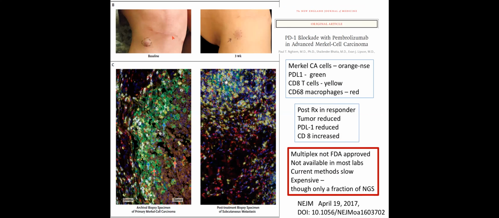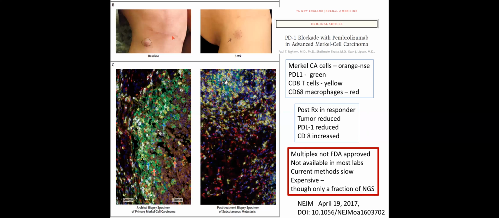This is a study from last year, PD-1 blockade and pembro treatment in Merkel cell carcinoma. Merkel cell carcinoma, of course, has a viral background and tends to have a strong immune response. If you look at the left window at the bottom, you can see all the green and white coloration represents PD-1 and PD-L1. The orange represents the tumor, and the little yellow circles are the CD8 killer T cells.